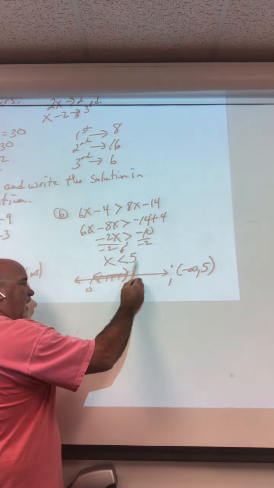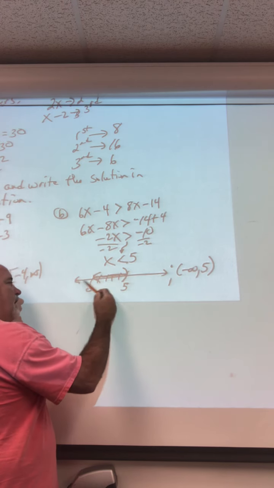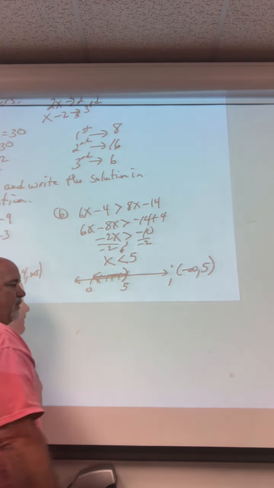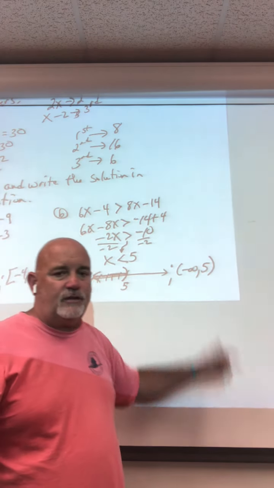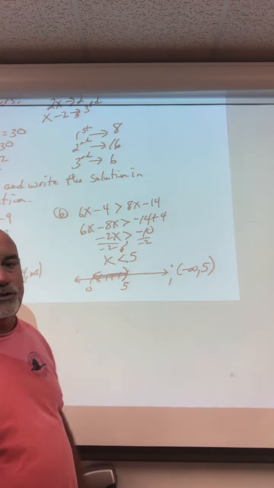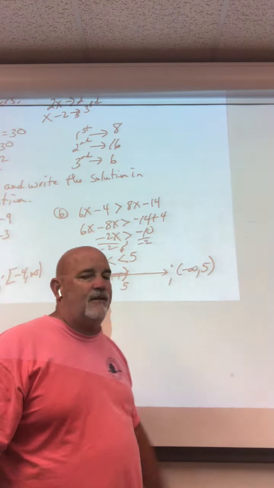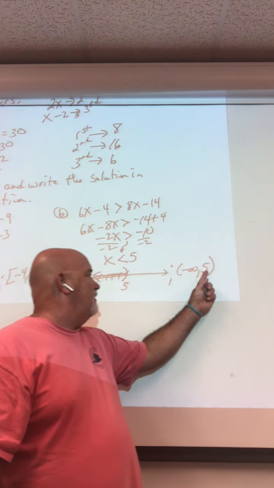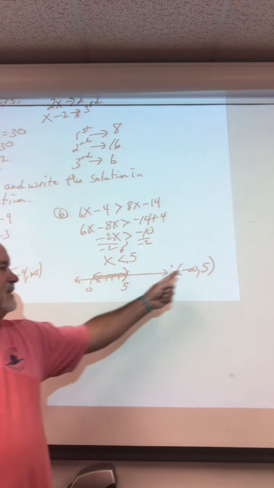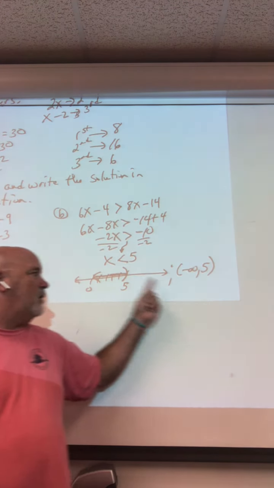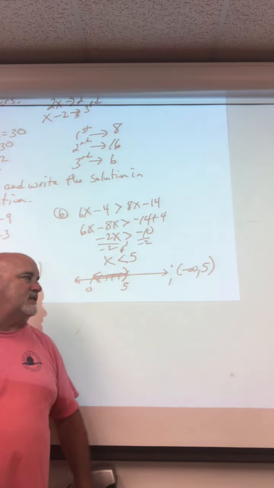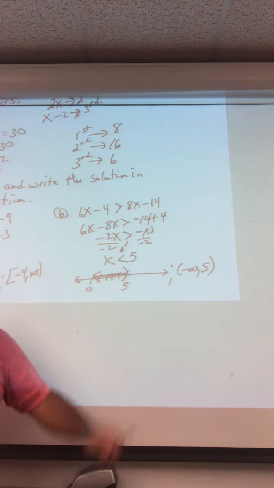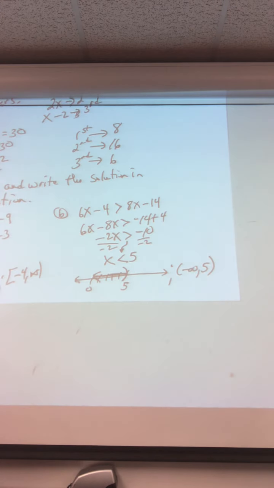Now, all the numbers less than 5 is everything to the left of 5 with an arrow. Parentheses because there's no equal to. When you do the interval notation, because the graph goes to the left forever, that's negative infinity. It will always go on the left side of the comma, and the biggest number on the graph is 5. Parentheses on both, because there's always a parentheses on the infinity, and the parentheses on the 5 because there's no equal to under here.